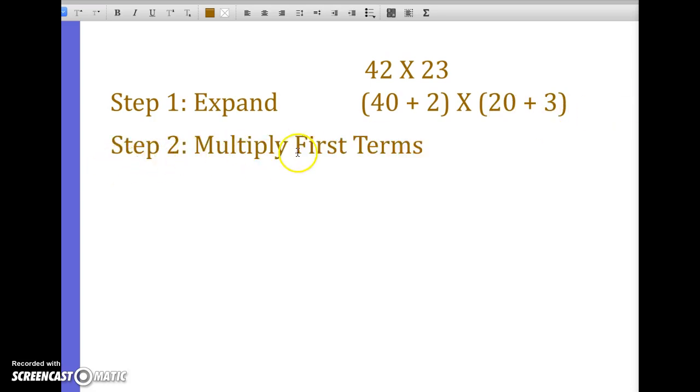Step 2, we're going to multiply those first terms. The first term is 40, and the first term here is 20. So 40 times 20 is 800. We know 4 times 2 is 8. 10 times 10 is 100, so 8 times 100 is 800.